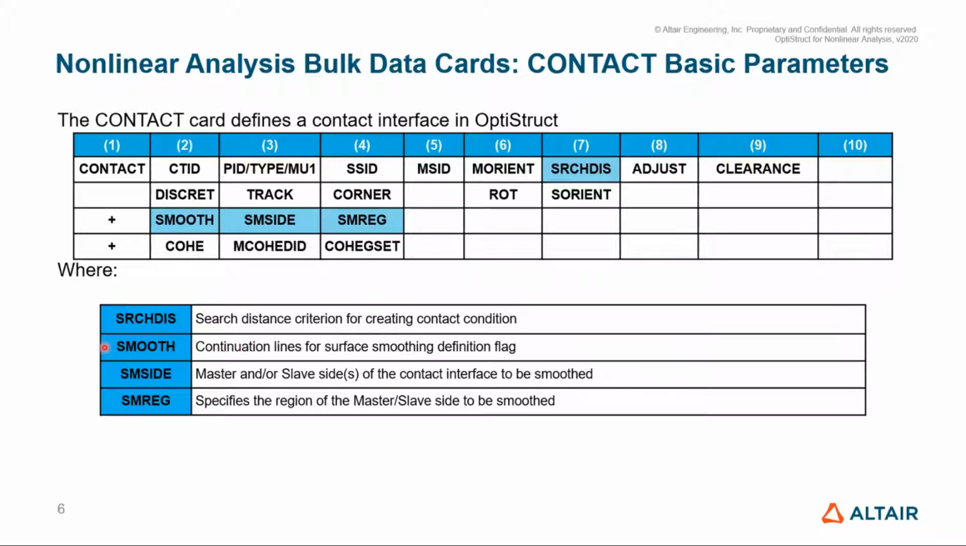Okay. Then we have smooth. Smooth is more to make your contact contour look better during your post processing. Some areas, especially if you're using the node to surface contact, the contact contour might be a bit jagged. So if you use smooth here, then it's going to smoothen out. Okay. Of course, these are the settings for the smoothing.